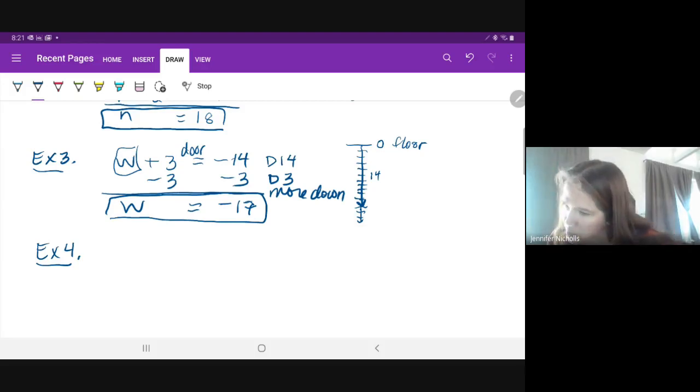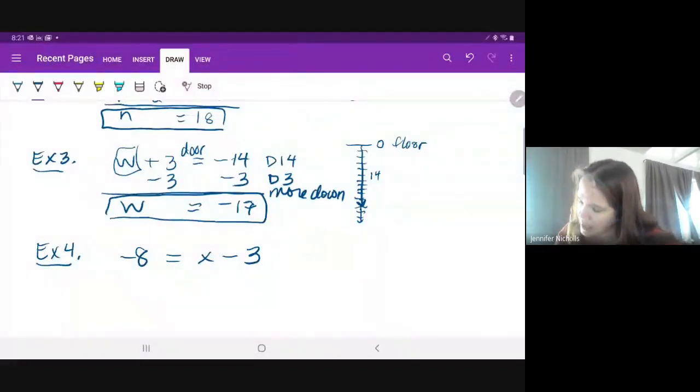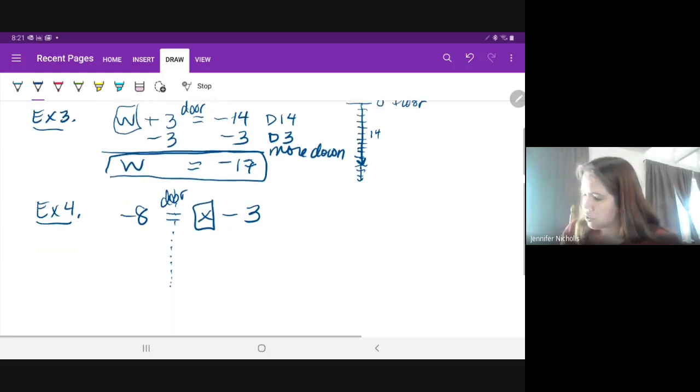Okay, this one's going to be a little bit different. So this one is 8, so we'll do a negative. So negative 8 equals x minus 3. Now the thing with this one is this is the door, but you're on the right side of the door. Now sometimes it's helpful to put a line right here. Like the door line.